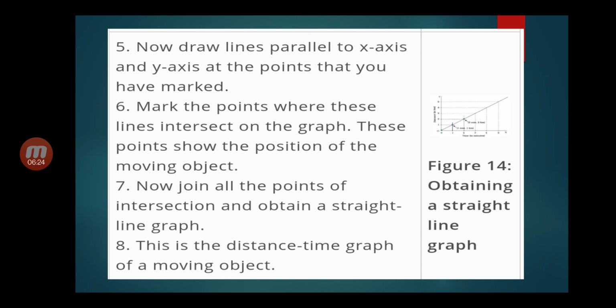Now draw lines parallel to x-axis and y-axis at the points that you have marked. Mark the points where these lines intersect on the graph. These points show the position of the moving object. Now join all the points of intersection and obtain a straight line graph. This is the distance time graph of a moving object.